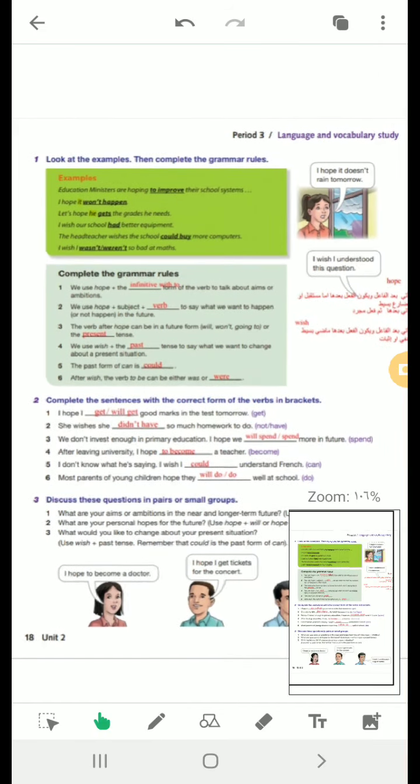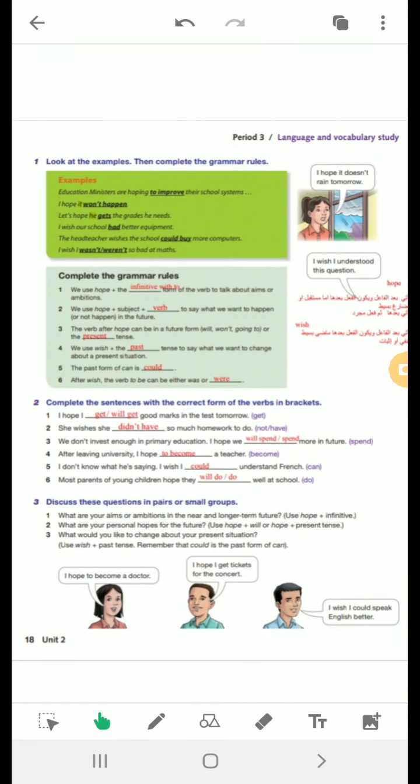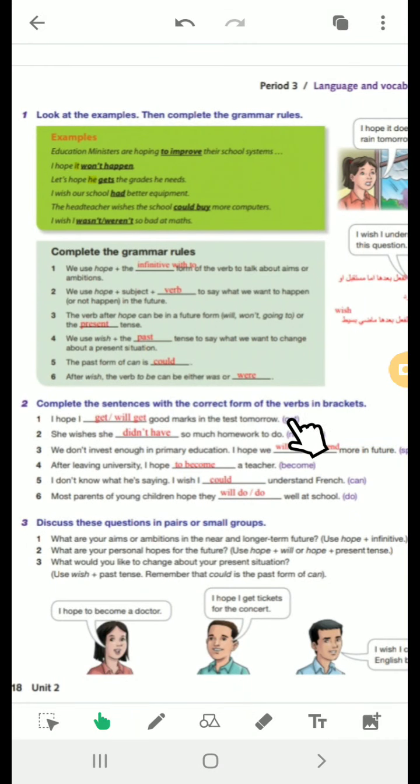Now look at exercise number 2. Complete the sentences with the correct form of the verbs in brackets. Number 1, I hope I get or will get good marks, because after hope, if we use subject, we use either present simple or future simple. So get correct and will get correct. انتين صح لأنه حكينا نقدر نستخدم بعد السبجكت إما مضارع بسيط أو مستقبل بسيط. I hope I get good marks or I will get good marks in the test tomorrow.